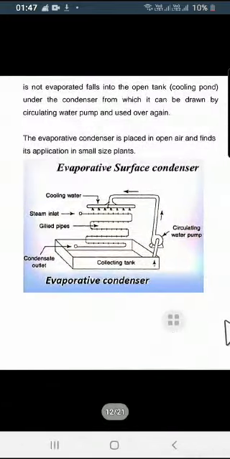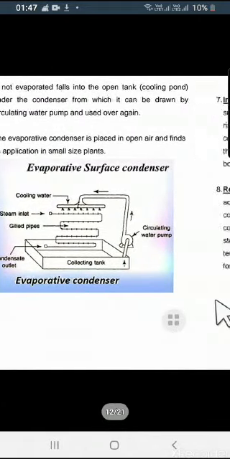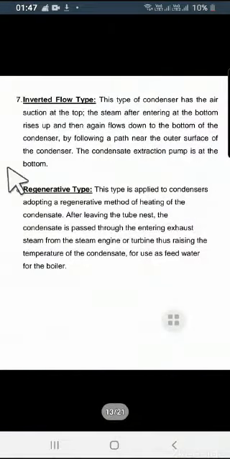Now the next is the inverted flow type and the regenerative type. In the inverted flow type, the condenser has the air suction at the top. The steam, after entering at the bottom, rises up and then flows down again to the bottom of the condenser by following a path near the outer surface of the condenser.